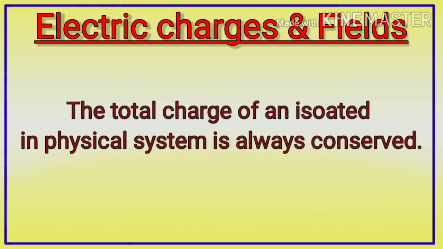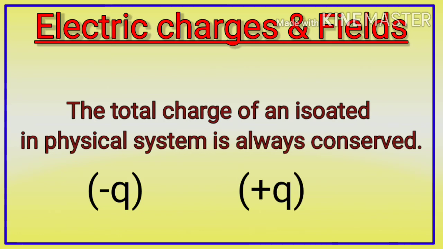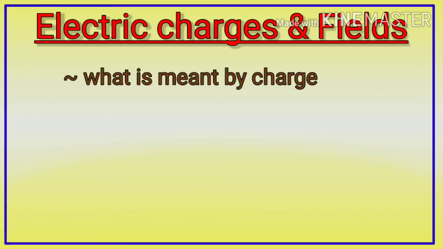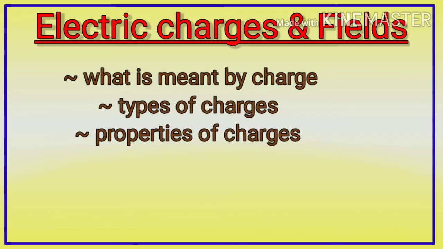Suppose negative charge minus q and positive charge plus q. Plus q plus minus q gives 0. That means the net charge on a neutral body is 0, and it is equal to the sum of positive and negative charges. My dear students, one thing you have to observe: charge cannot exist without mass, though mass can exist without charge. Mind that. So we learned what is charge, types of charges and properties of charge.